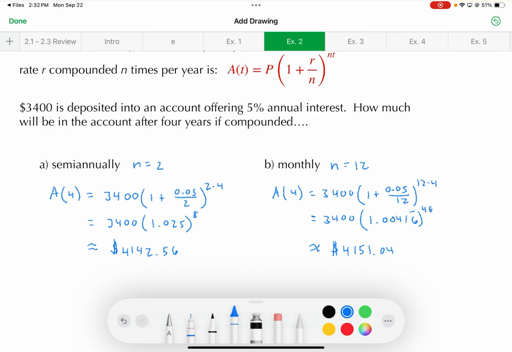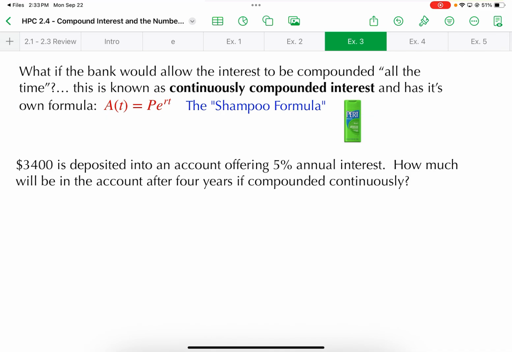All right, example 3. Imagine a bank would allow you to compound an infinite number of times instantaneously. So the moment you have some interest calculated, you can earn more interest on that new amount in a moment's time. Okay? That is known as continuously compounded interest. Okay? Now, it's not really a thing. No bank is actually going to allow you to have an infinite number of compounds. But it's a good concept to look at because it tells you, if nothing else, what's the maximum amount you can make in an investment scenario.